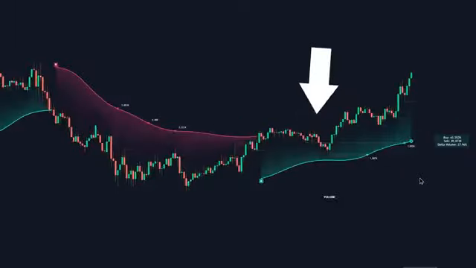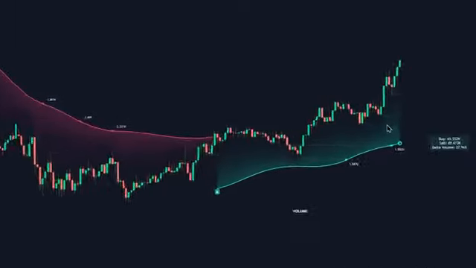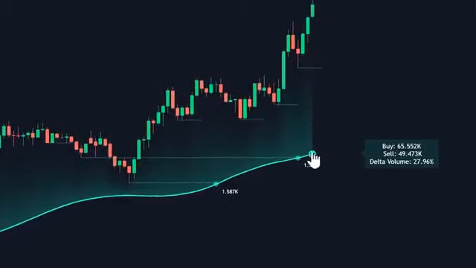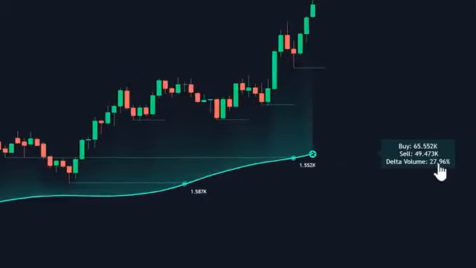Here we have a bullish trend. The buy volume means that throughout this bullish trend, the total volume for all bullish candles was 65,000, while the sell volume means that the total volume for all the bearish candles was 49,000. Now, the delta volume is just the difference between the buy volume and the sell volume expressed as a percentage. So for this particular trend, the delta volume was 27.9%.